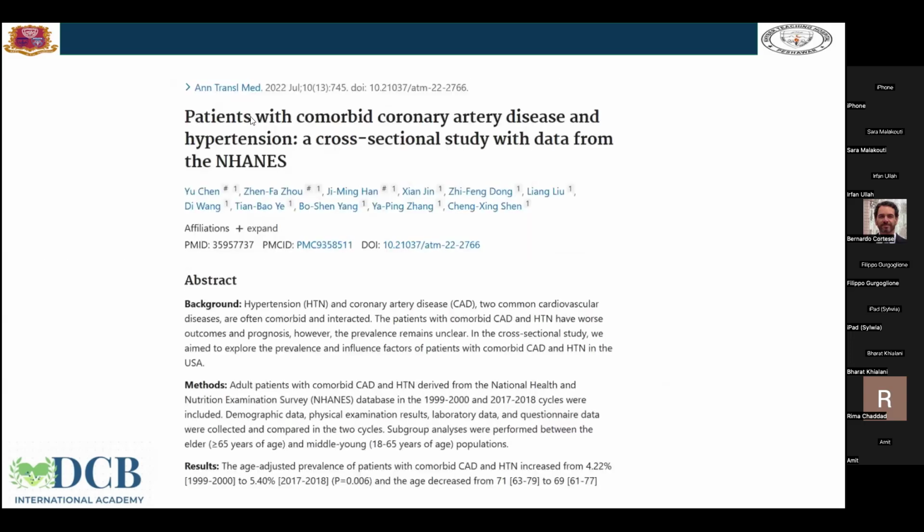So this is one study, a patient with comorbid coronary artery disease and hypertension. That is taken from enhanced.